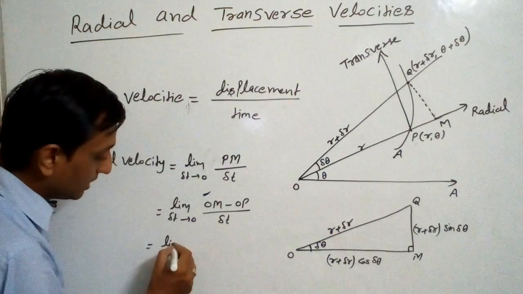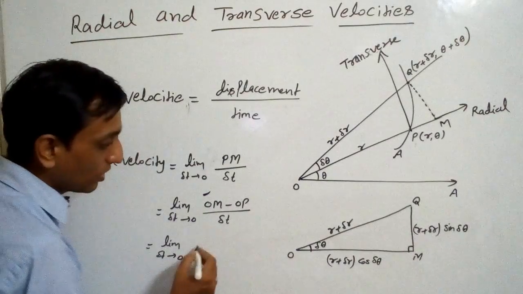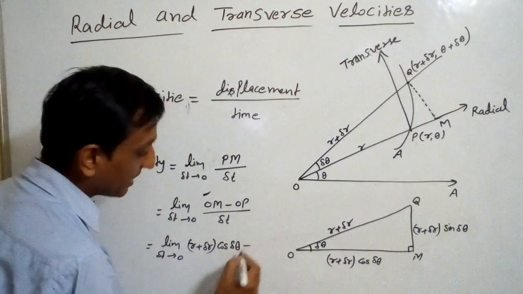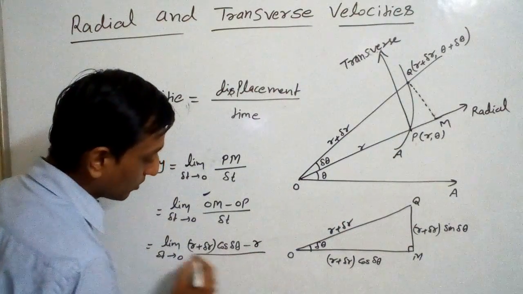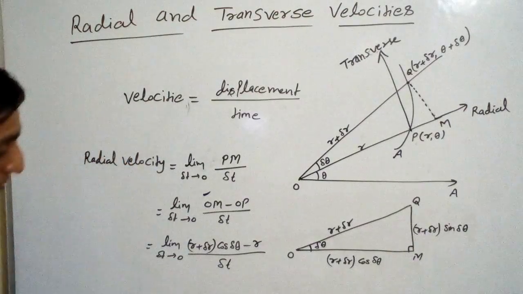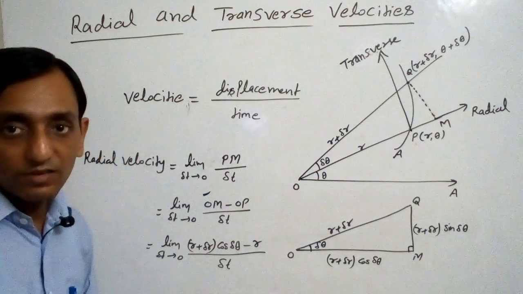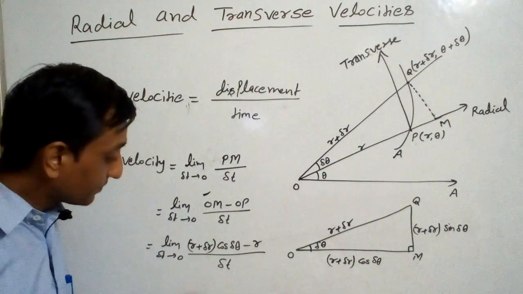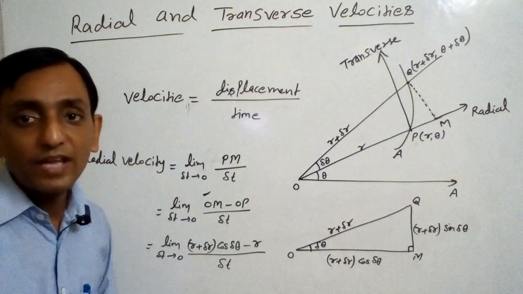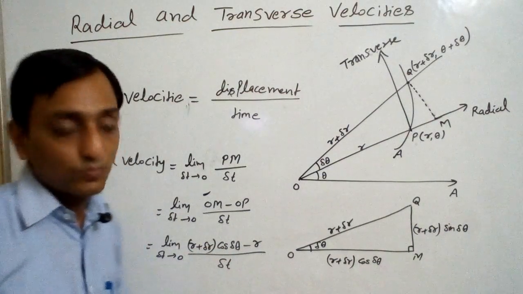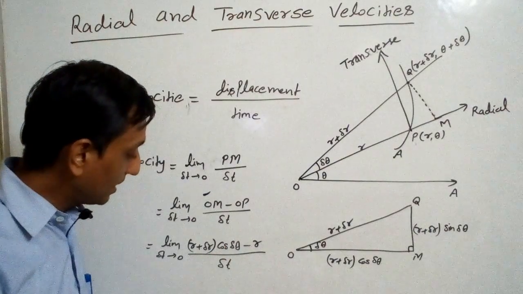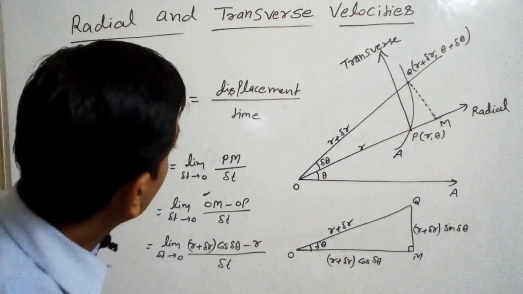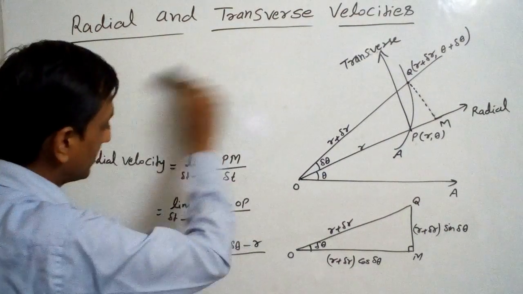So we need OM. We write the limit as delta t tends to 0 of [(r plus delta r) cos delta theta minus OP], where OP is r, over delta t. Now delta theta is a very small angle. When delta t tends to 0, delta theta also tends to 0. So for a very small angle we can say cos delta theta converts to 1.